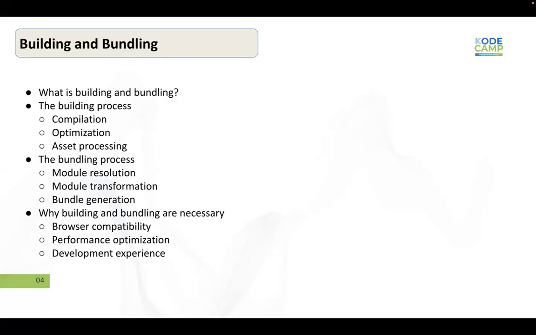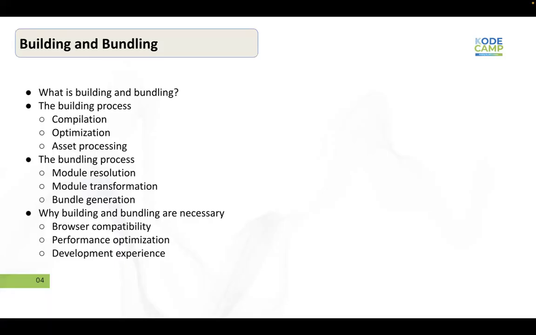So it transforms modern JavaScript to browser compatible code. And also JSX processing, that is for front end. It converts JSX to JavaScript function calls, and type checking validates types and catches errors. So for optimization, we have minification, dead code elimination, constant folding, and compression.